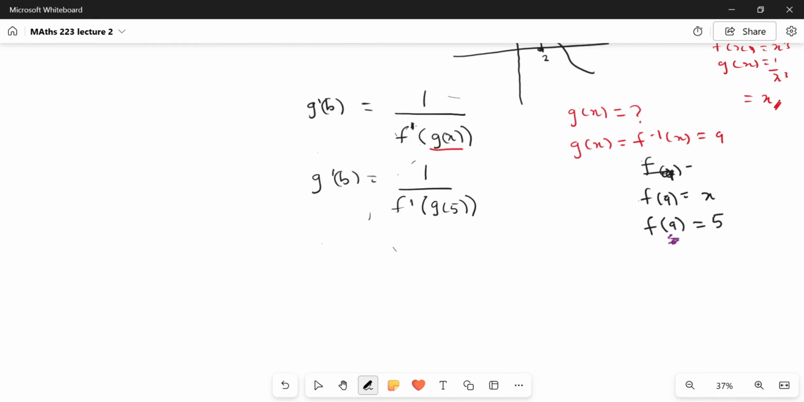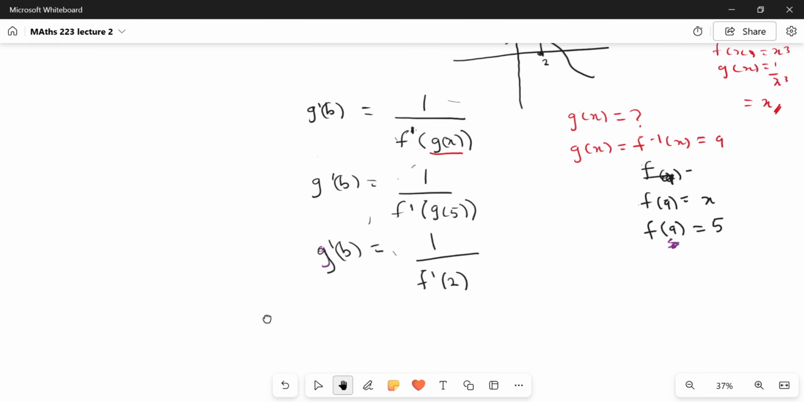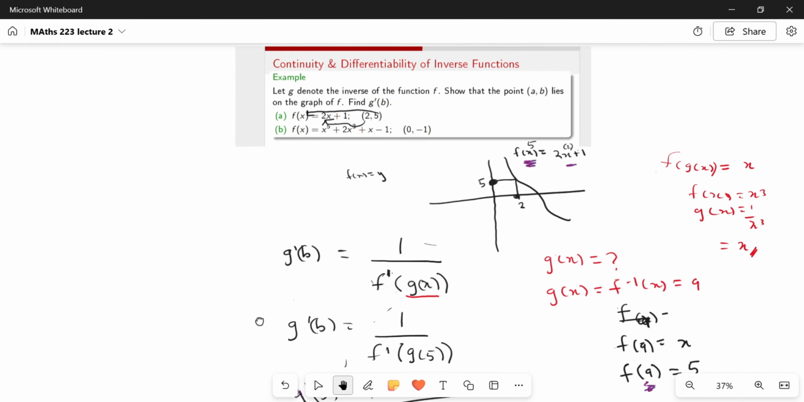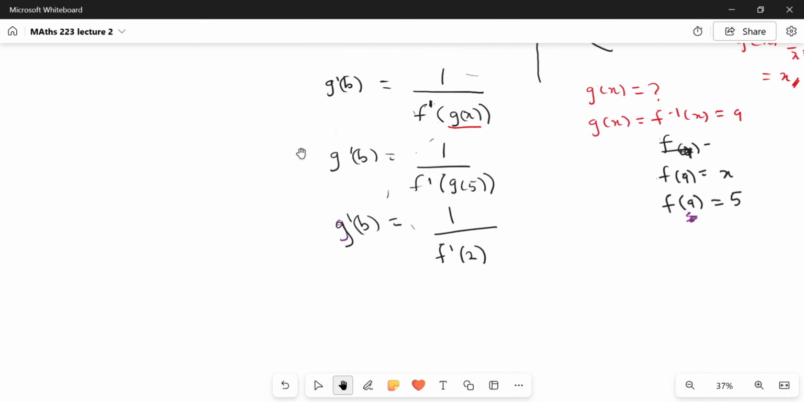So we have g prime of b, and this is equal to 1 over f prime of 2. Now we have f prime of 2. What does f prime mean? The derivative. So all we have to do is find the derivative of our f. Now we have been given f as 2x plus 1.